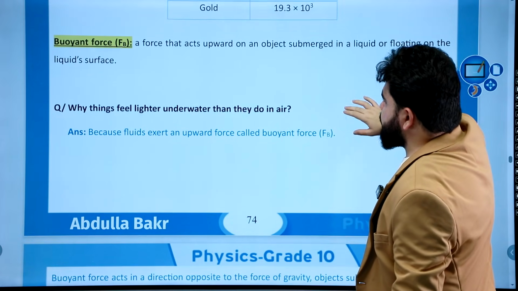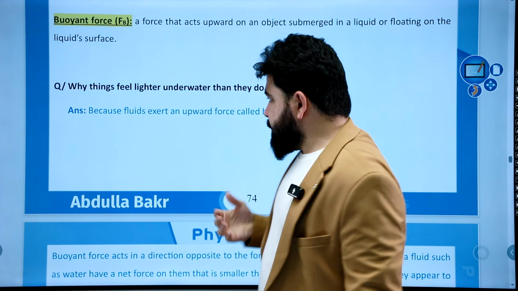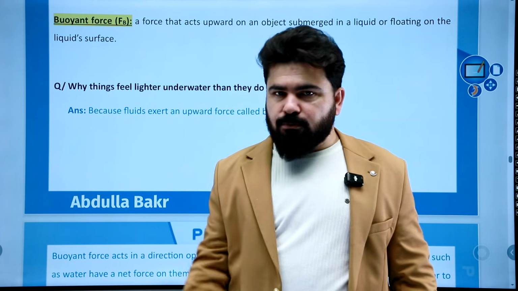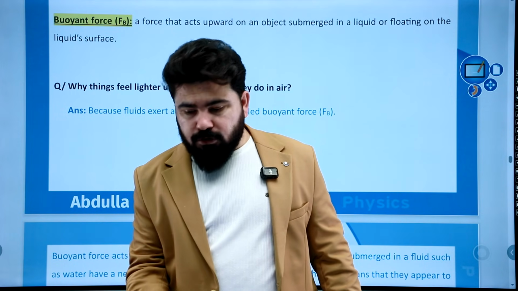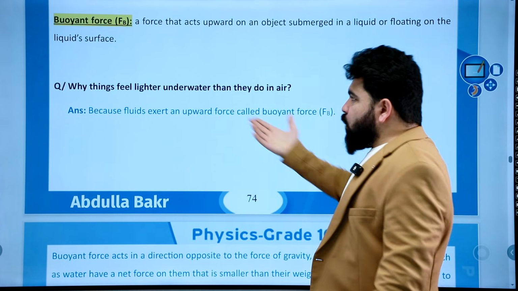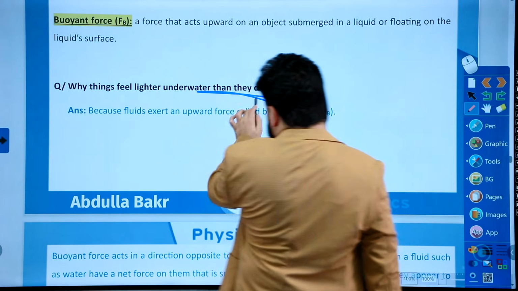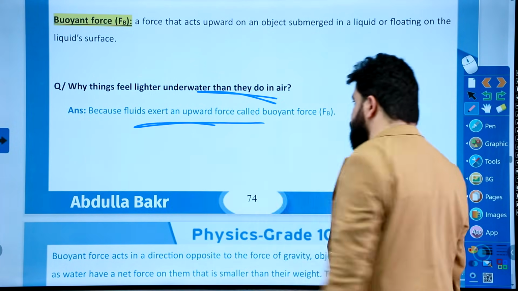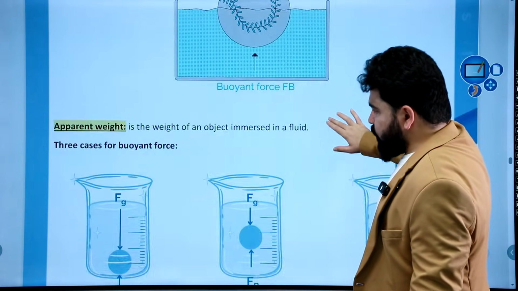Now we have buoyant force, what we call apparent weight, and weight of the object. Basically, buoyant force is when you have an object in a fluid and a force is applied on it. For example, when you are swimming, the force of the water on you is the buoyant force. Why do objects feel lighter underwater than they do in the air? You get this question in the exam. Because fluids exert an upward force called buoyant force.